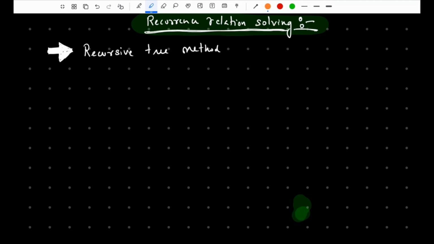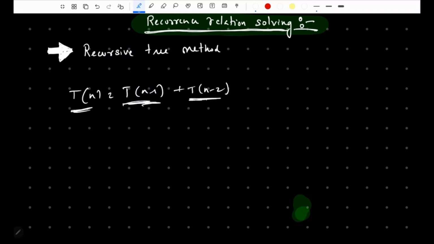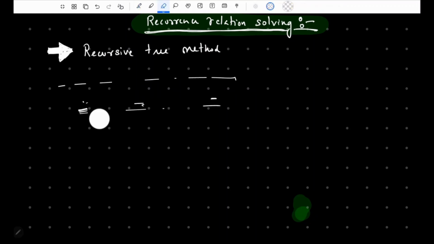So what is a recurrence? A recurrence is a relation where we write a function in terms of its smaller input. Let's take the example of the Fibonacci series, in which I have T of n is equal to T of n minus 1 plus T of n minus 2. So here we are writing this function in terms of its smaller inputs. This is called a recurrence relation, and for every recursive program, you can write its recurrence relation.